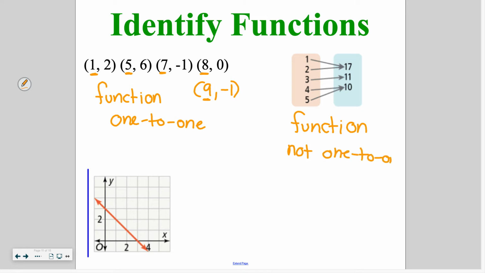Each x can go to the same y. So we can have more than one x paired with the same y. Again, each x only points at one number, but some of the numbers being pointed at get repeated.